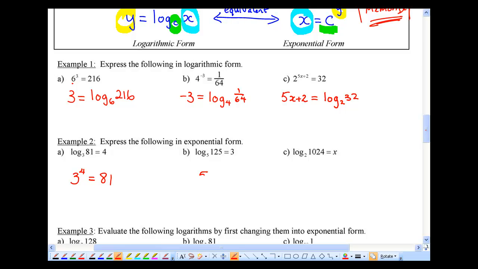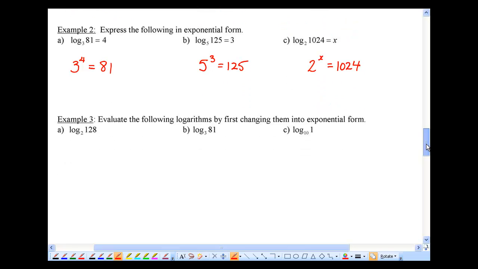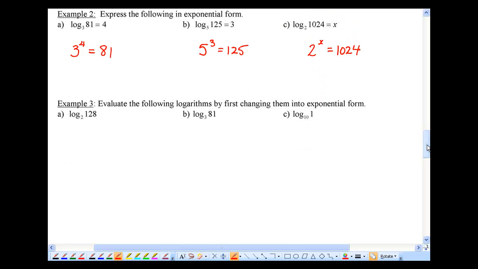Base, exponent, number. Part C. Base, exponent, number. Okay? You're going to get lots of practice like this. You're going to need to know how to change from logarithmic to exponential form. It's a must.